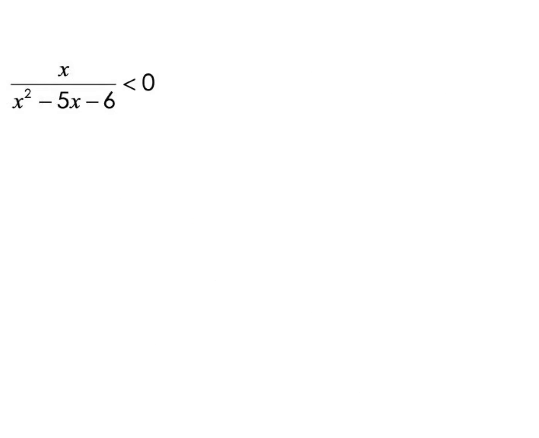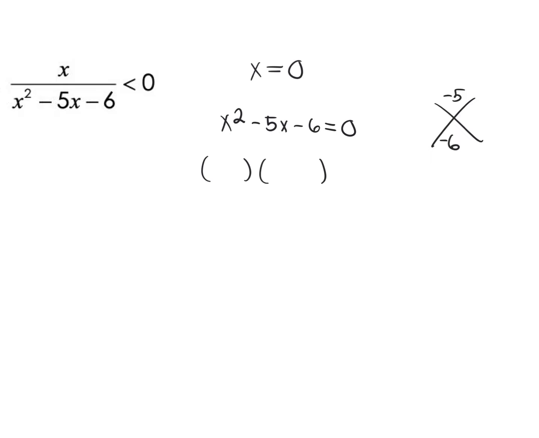Here we have x over (x squared minus 5x minus 6), and we want to know when this is less than 0. So we first set the numerator equal to 0. So we just get x equals 0, and now we set the denominator equal to 0. So we have a trinomial with a middle term as negative 5 and the third term as negative 6. So we need two numbers that multiply to negative 6 and add to negative 5. So that's going to be negative 6 and positive 1.